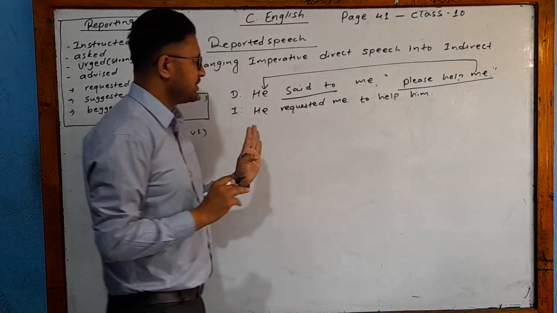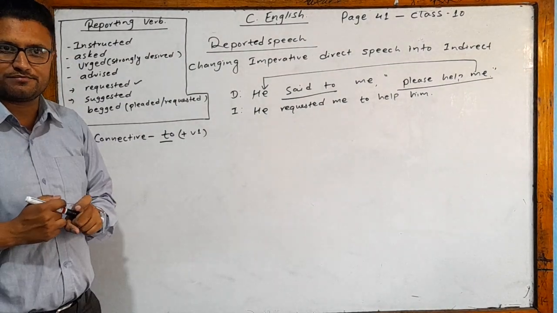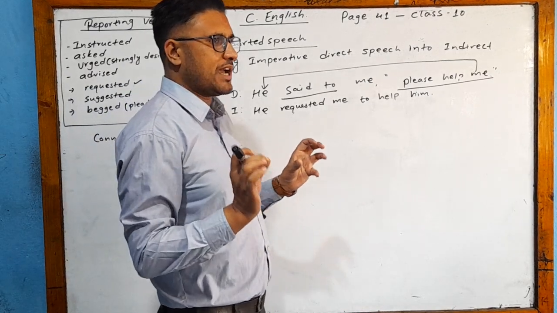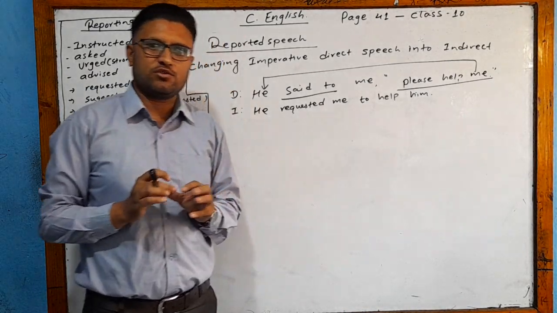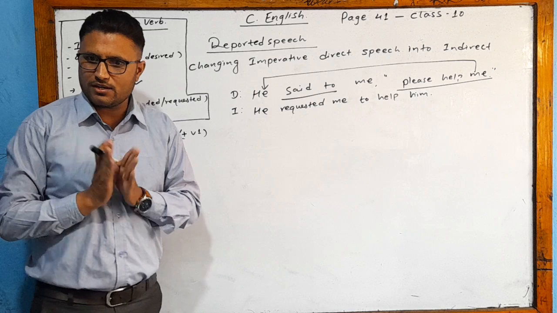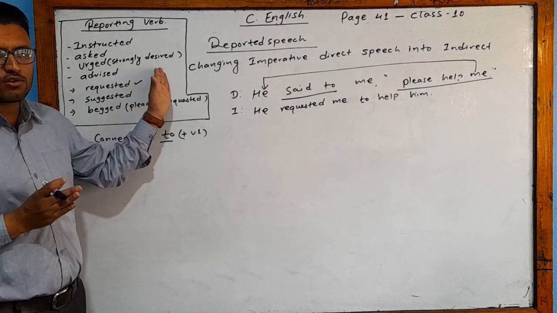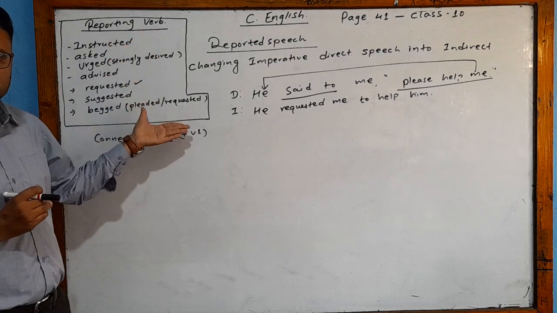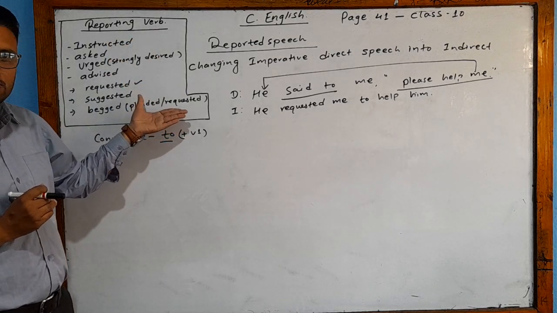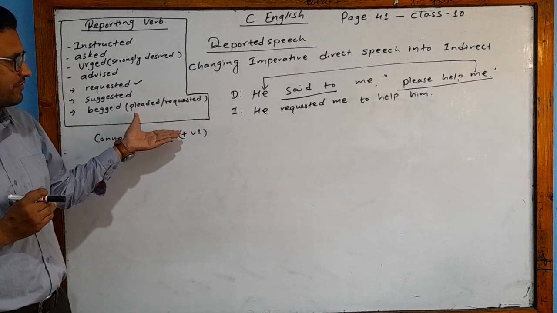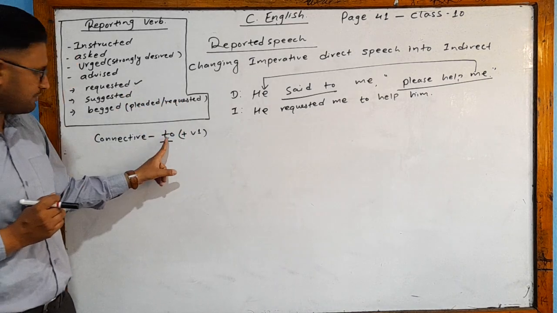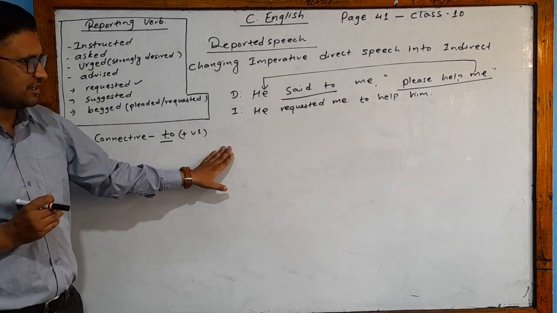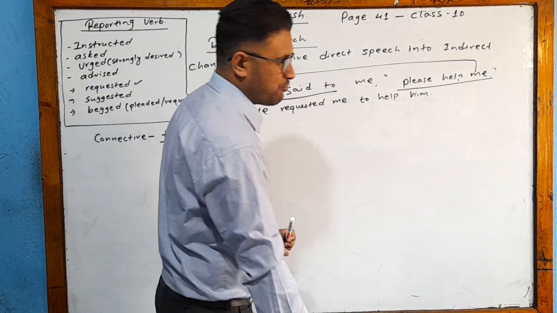Alright. This is the thing we are going to discuss today. So let me repeat once again. We can change imperative direct speech into indirect speech. While doing so, the first thing that we have to know very well is the reporting verbs. Okay, the most appropriate reporting verbs, and then the connective to plus verb 1. Alright. Now let's see from the book.